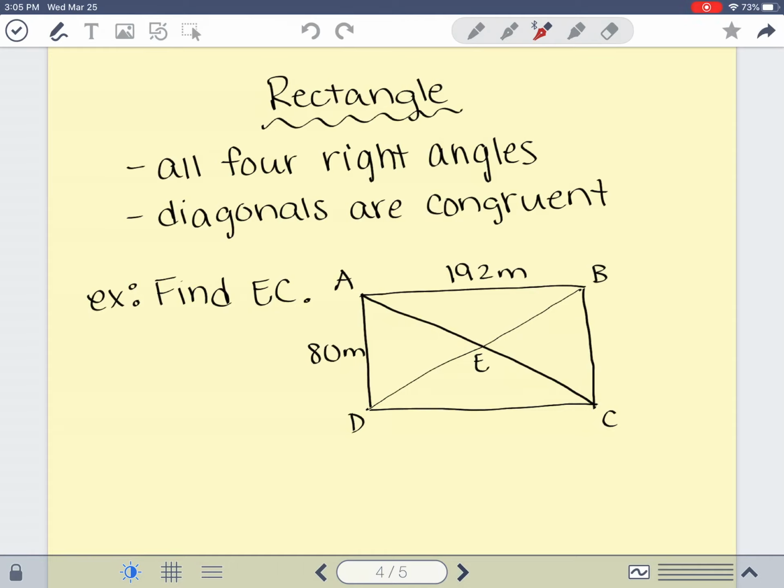All right, the next thing we're going to talk about is rectangles.